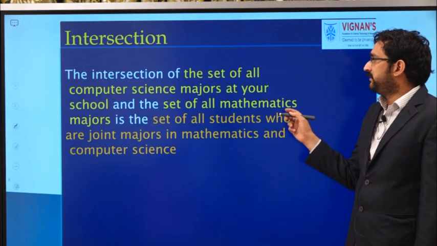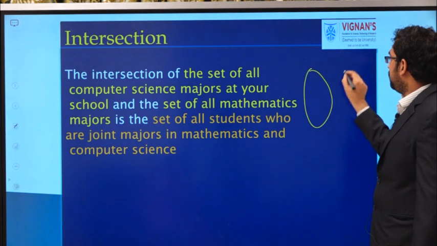Here one more example is given. Here one set is given.